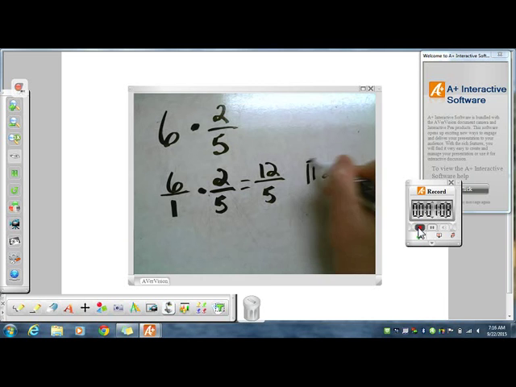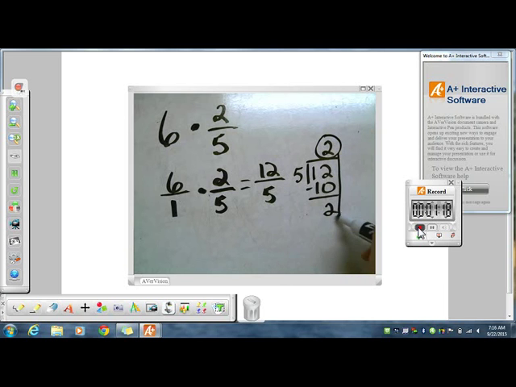So 12 divided by 5. The 5 goes into 12 twice, which leaves us 2 left over. So we take this as our whole number, and then we have 2/5 left over. So 2 and 2/5. So when we multiply 6 times 2/5, we end up with 2 and 2/5. Okay, let's try another one.